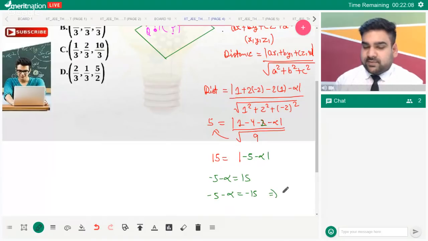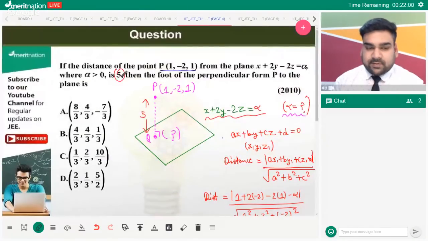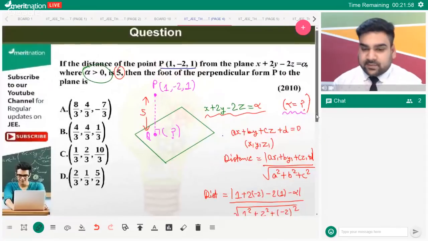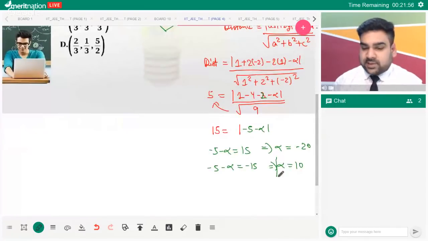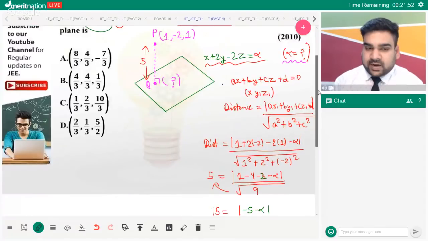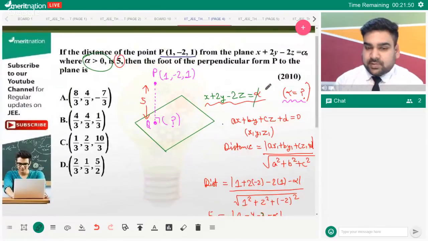For this, the value of alpha which you will get should be equal to 10. For this, the value of alpha which you will get should be equal to what? Minus 20. And what's given to us is that alpha is positive, alpha is greater than 0. So the value which alpha can take will be equal to what? 10. The value of alpha will be equal to 10.